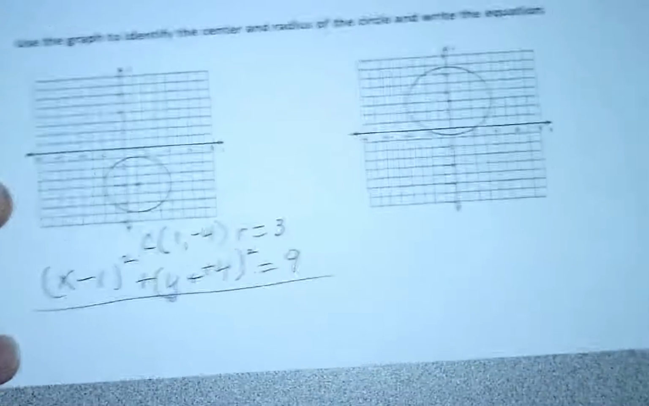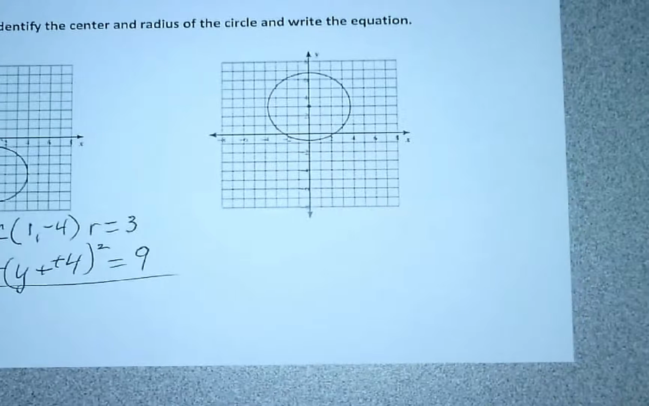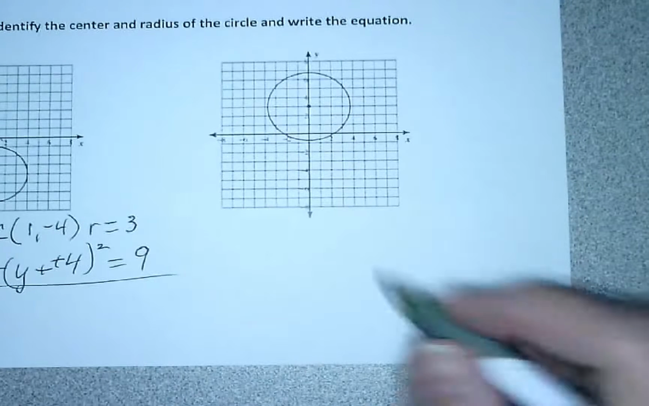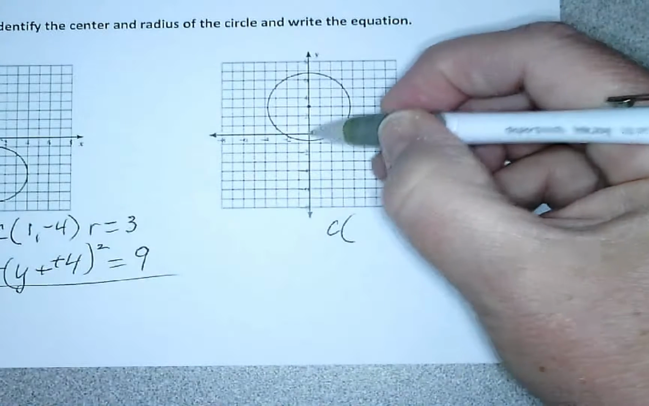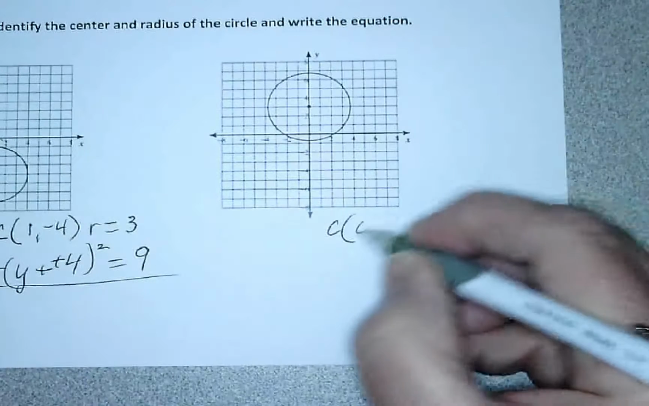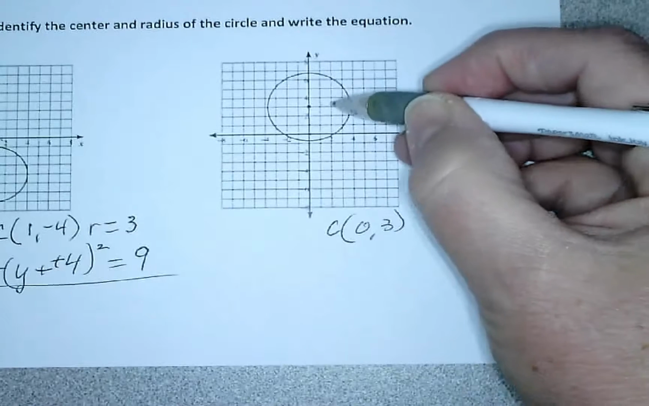There's my equation. Other than that, we're not going to do a whole lot with this. We just want to be able to identify both the center and the radius and how we get that from a graph or an equation. So here my center is going to be at (0, 1, 2, 3), and my radius on this one is going to be 1, 2, 3.